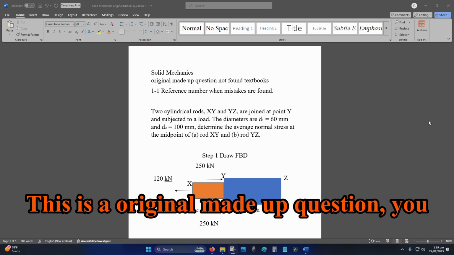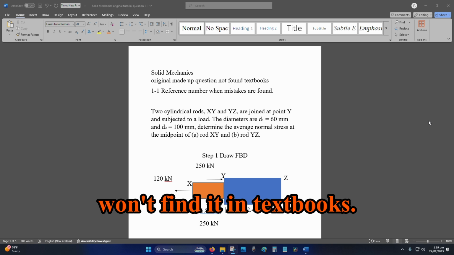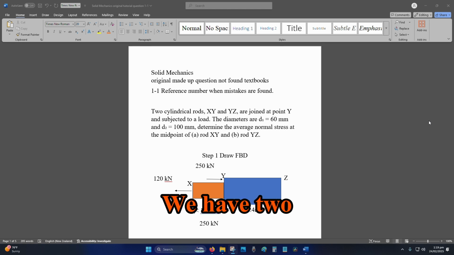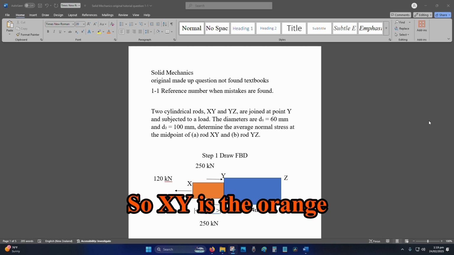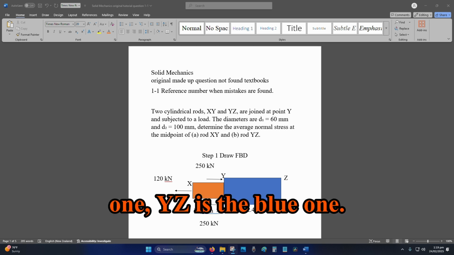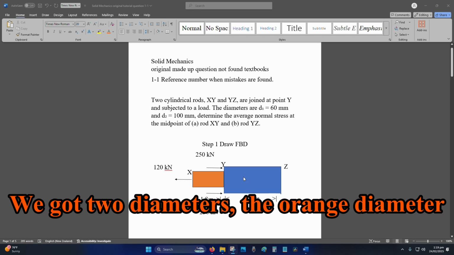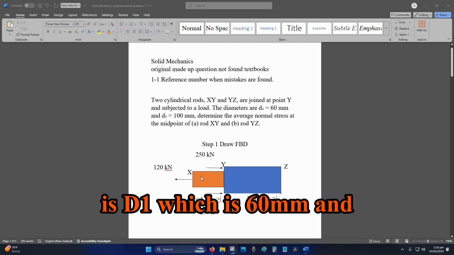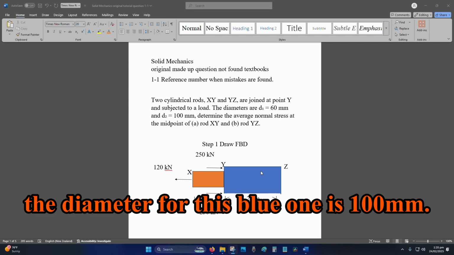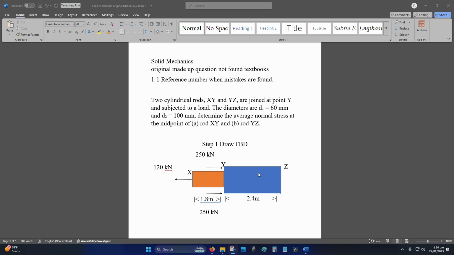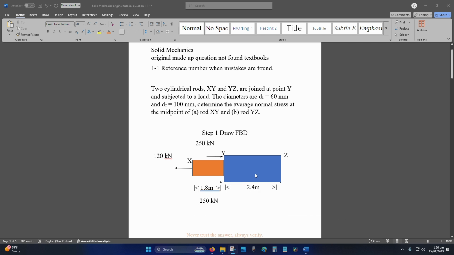This is an original made-up question. You won't find it in textbooks. We have two cylindrical rods joined XY and YZ. XY is the orange one, YZ is the blue one. We've got two diameters. The orange diameter is D1, which is 60 millimeters, and the diameter for the blue one is 100 millimeters. It's not to scale, obviously.